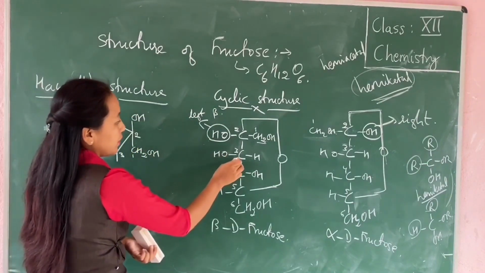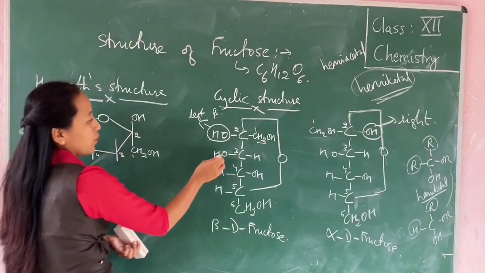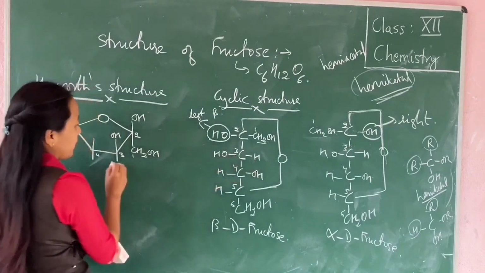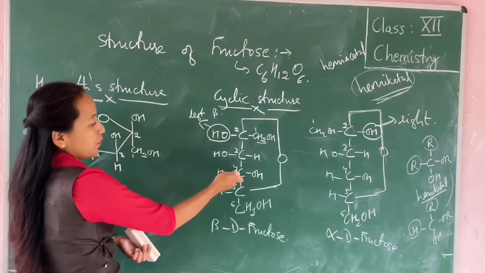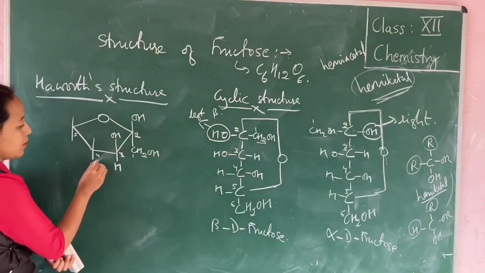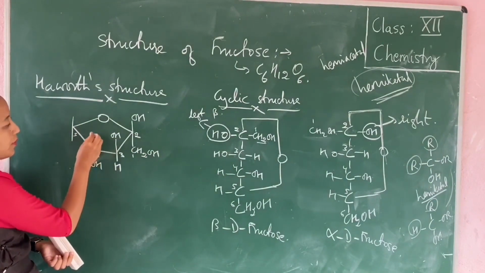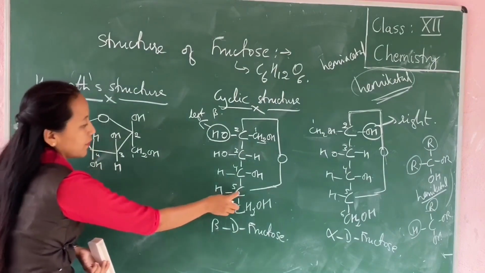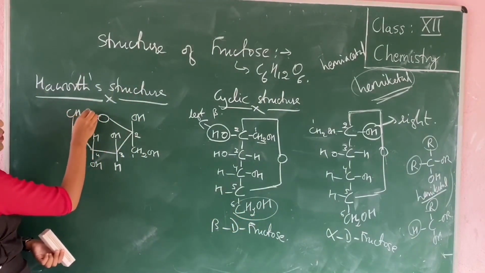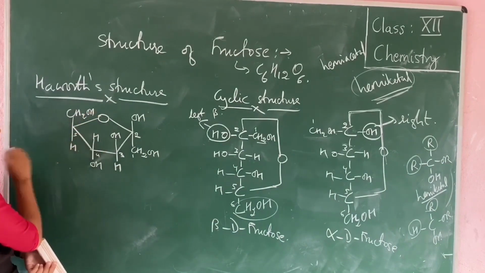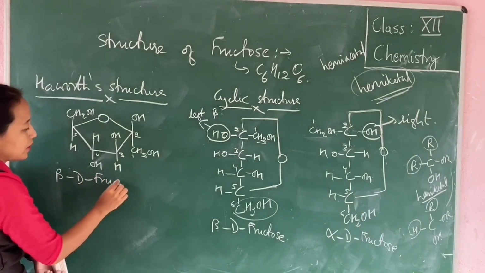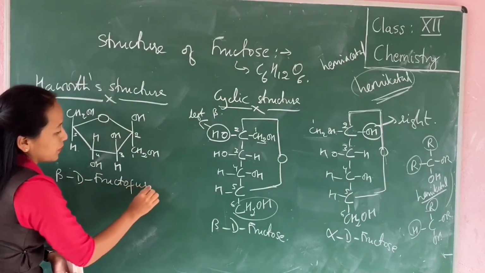And on the third carbon atom, now this is your third, you have OH on the left hand side, therefore it will come at the top, and this will come at the bottom. Similarly, on the fourth carbon, you have OH on the right hand side, therefore OH will come at the bottom and hydrogen will come at the top. Now this is your fifth. Now this group will again go at the top, so CH2OH, and then you have the hydrogen. Now this is called beta-D fructofuranose.